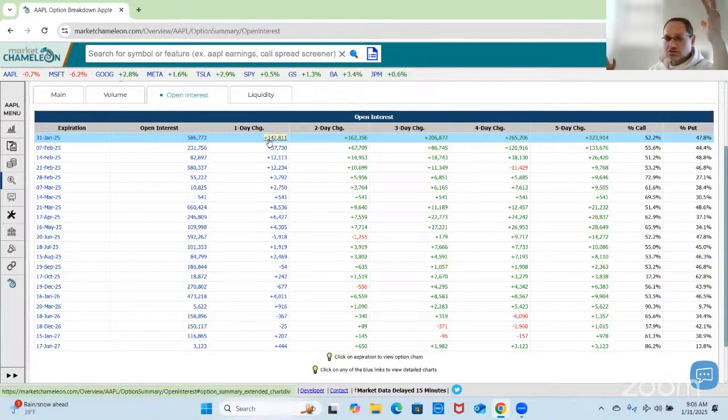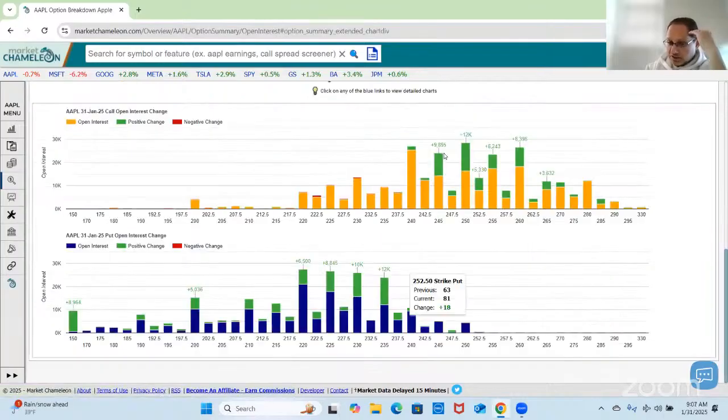Was it distributed equally between calls and put options? Like, how did that look? Where did the positions increase, or even decrease? So we're going to take a look at this, and let's do it in a graphical format. So I'm going to click on this, the 142,811. We're going to click on it, and now we get this visual.